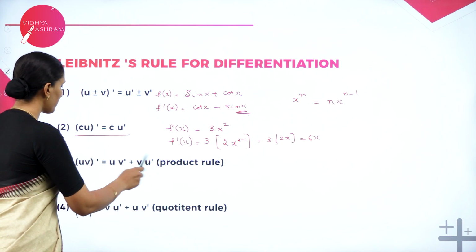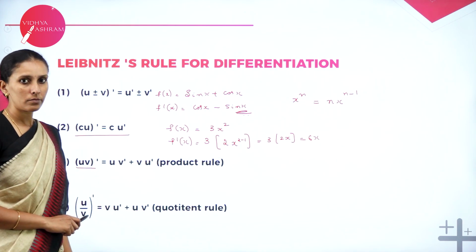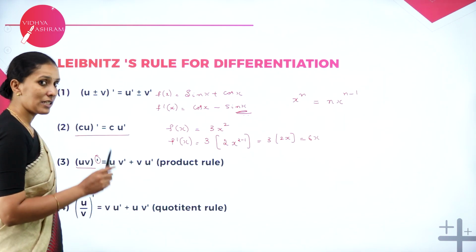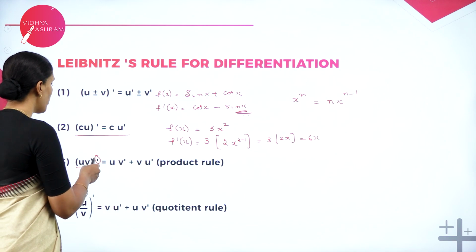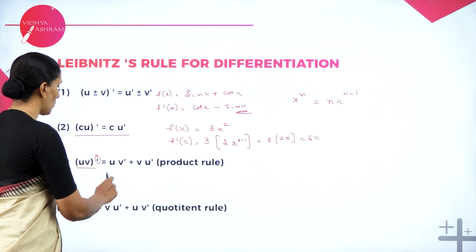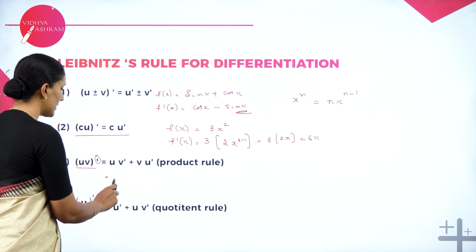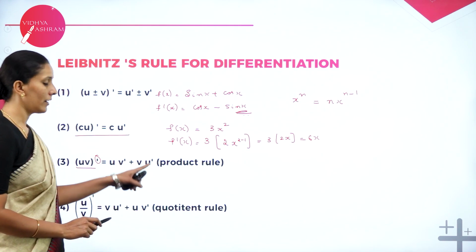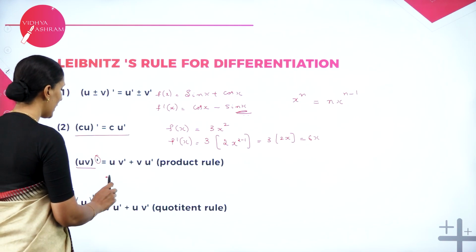Next, we have the product rule. When you are deriving, this dash represents the derivative of the function. So when you are deriving a function in the product form, you should apply this rule. Keep the first function as it is, derive the second, plus keep the second function as it is, derive the first function. So let me take an example.